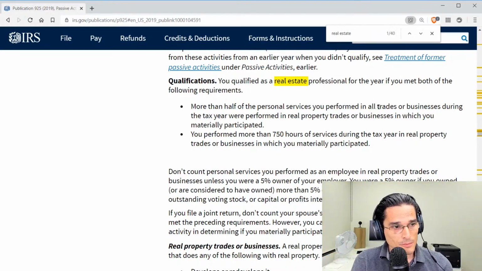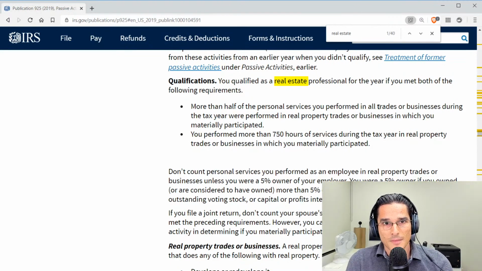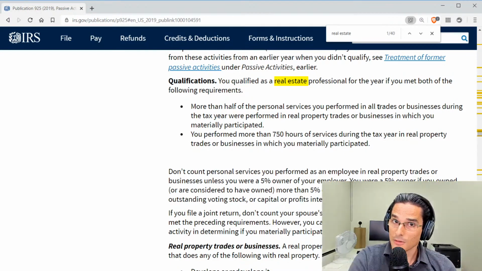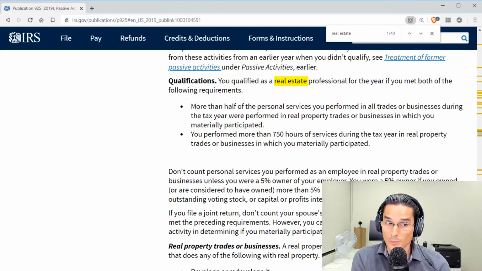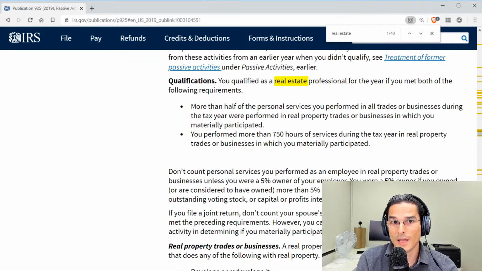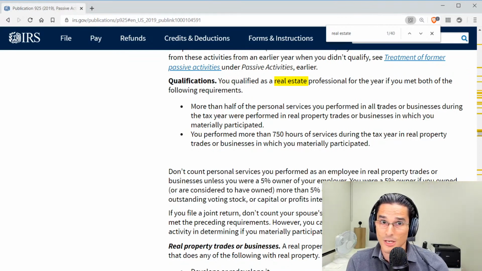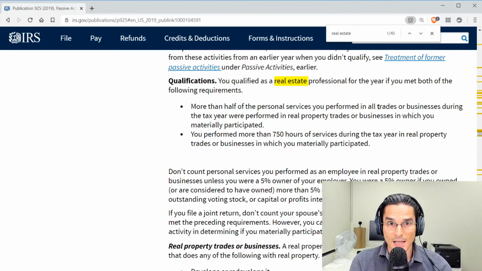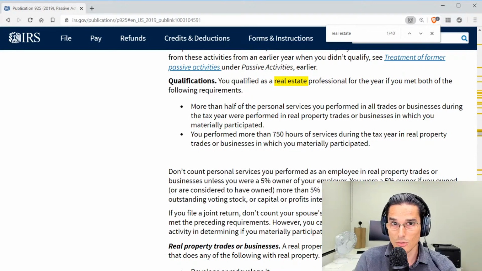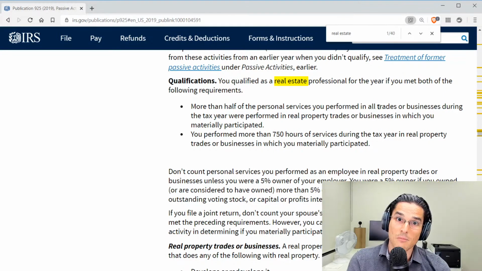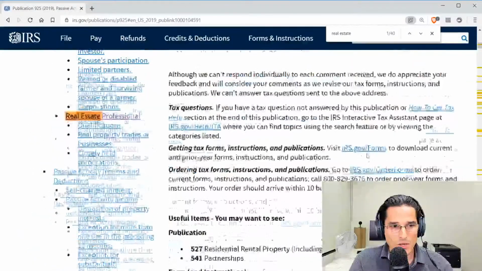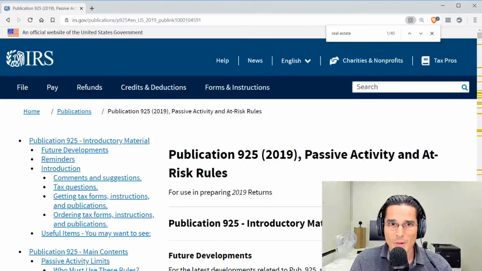Important consideration. But that's one way to get around the passive loss rules, and we're playing by the rules here. This is just like that mom and pop provision that allows you up to a $25,000 deduction against non-passive income. This allows you to not even worry about that $25,000 limitation. So if you have theoretically a $1 million loss from real estate and you're a real estate professional, you can use that to offset your non-passive income.